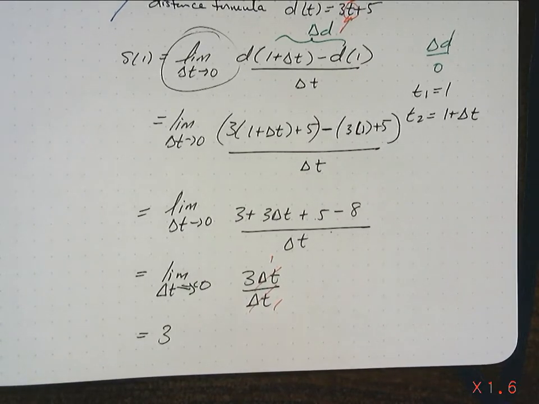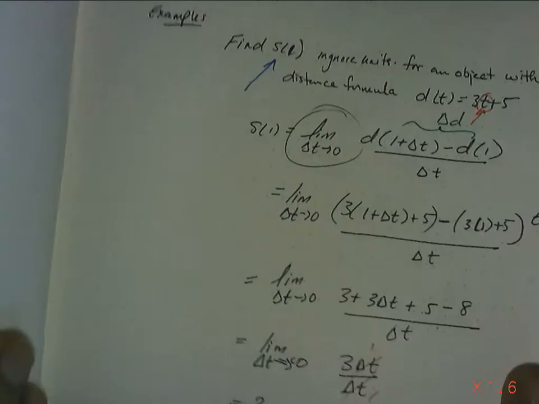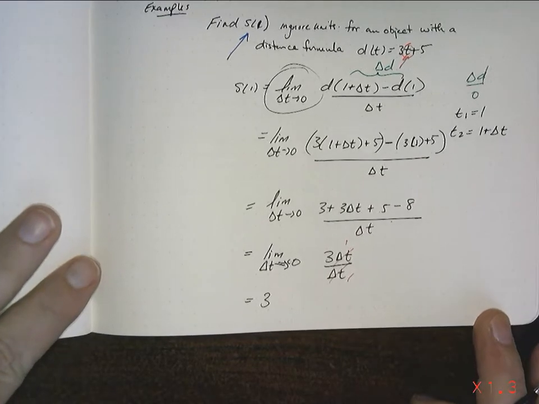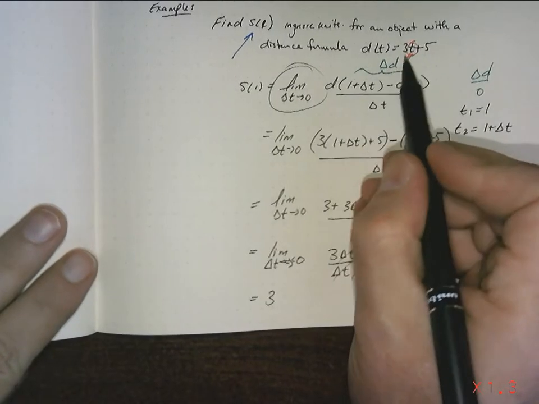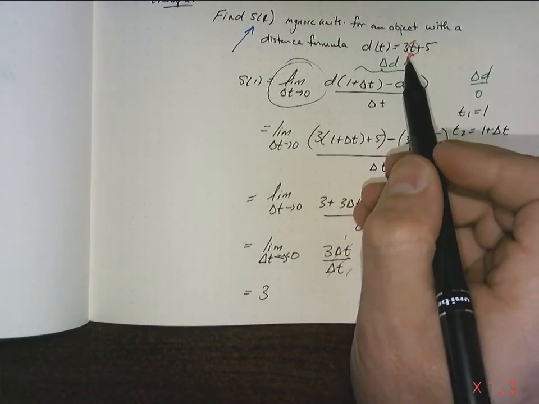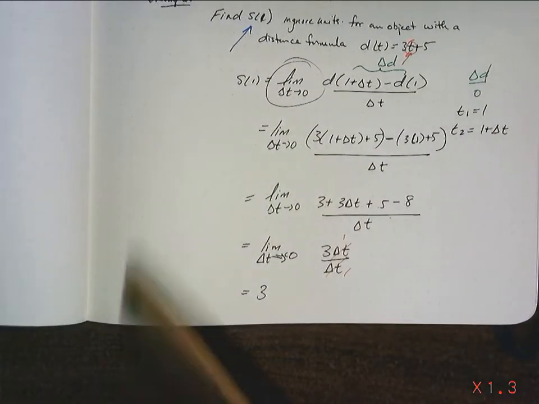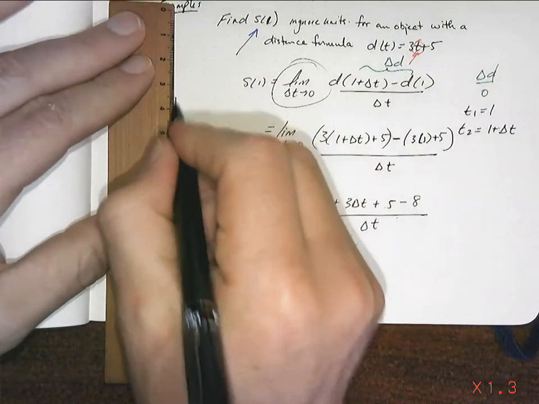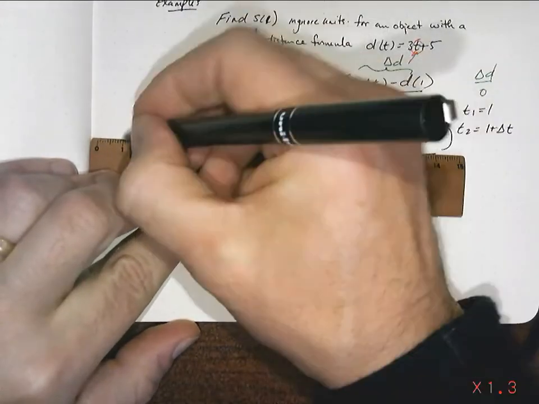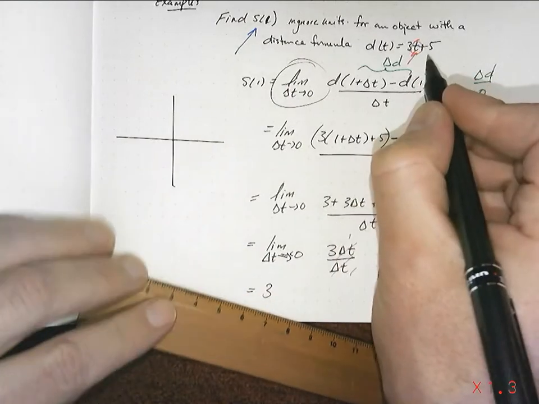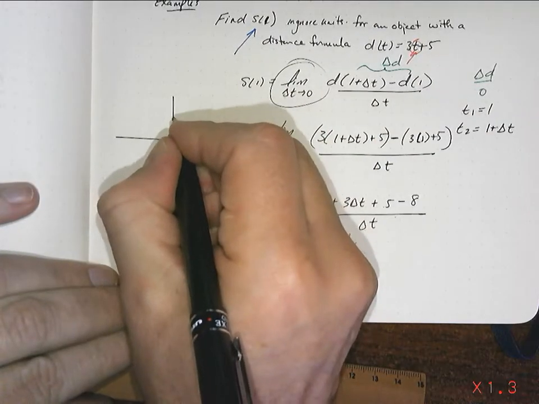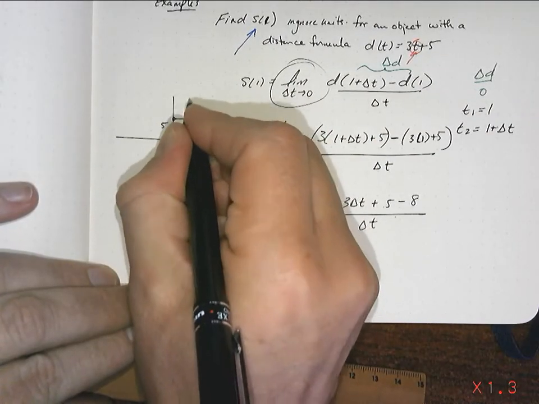Huh, isn't that interesting? Now, if we think about that for a minute, my distance formula was 3t plus 5. That is a linear function. This has a y-intercept of 5, and it goes over 1 and up 3.